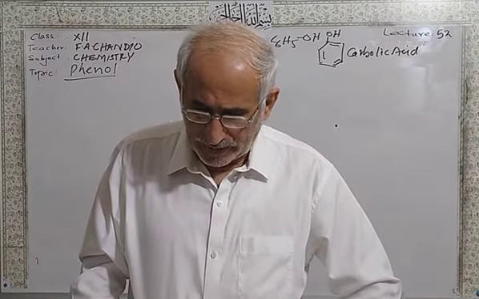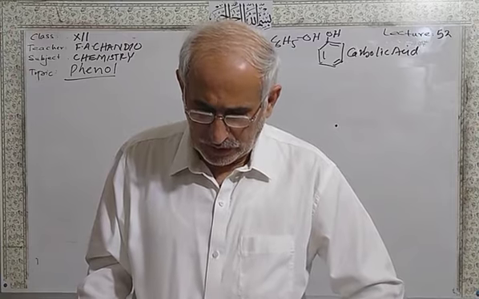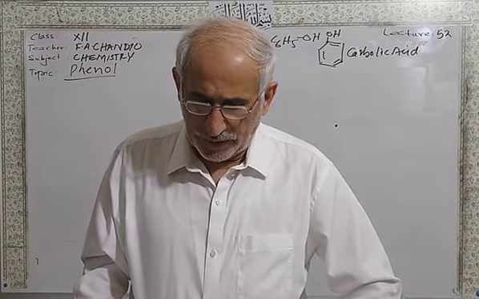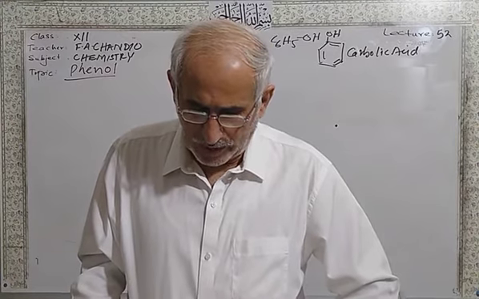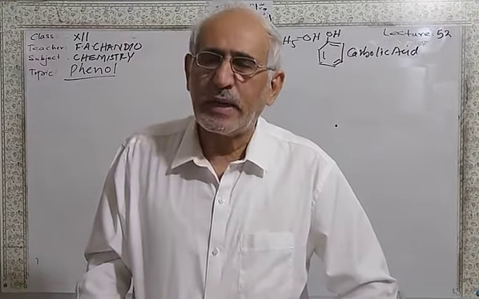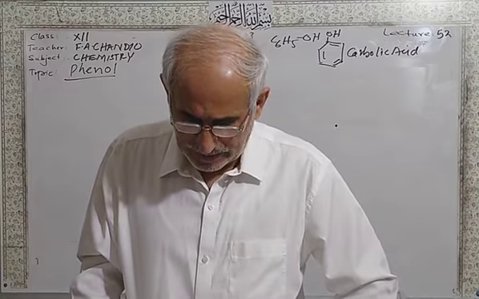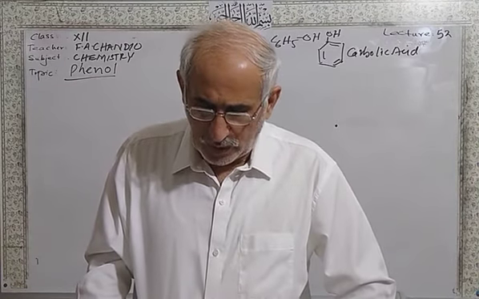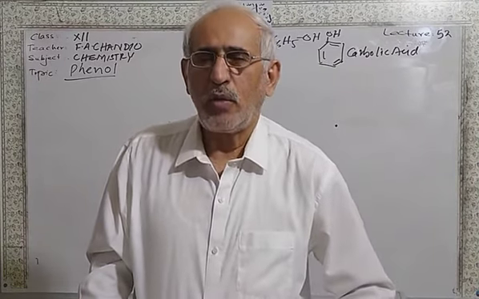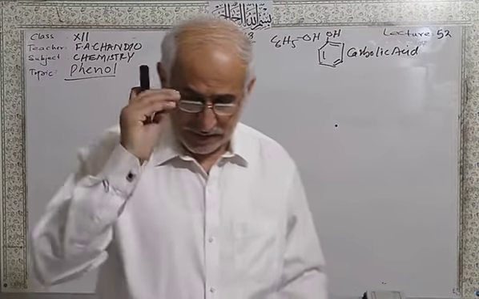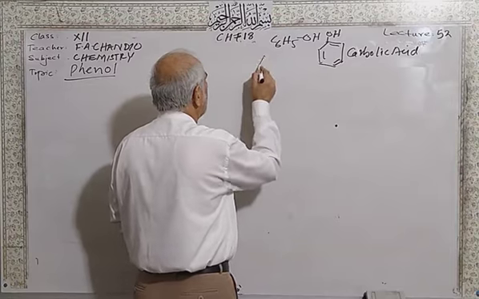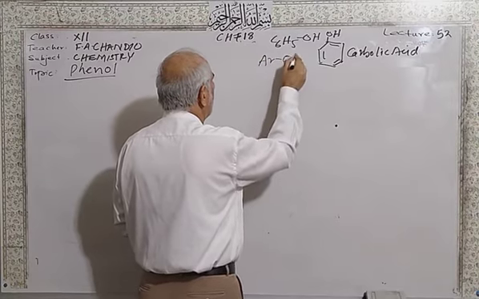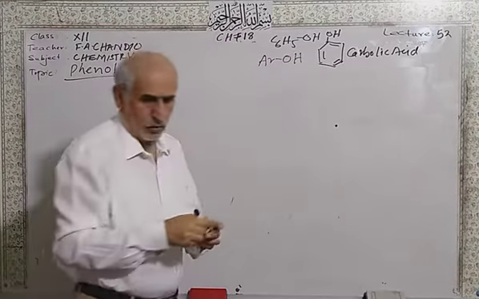First prepared by Runge, R-U-N-G. Melting point of phenol is 41 degrees Celsius. Boiling point of phenol is 182 degrees Celsius. We call it carbolic acid, and formula is arene, C6H5OH. We call, there should be arene, aromatic. This is a phenol.